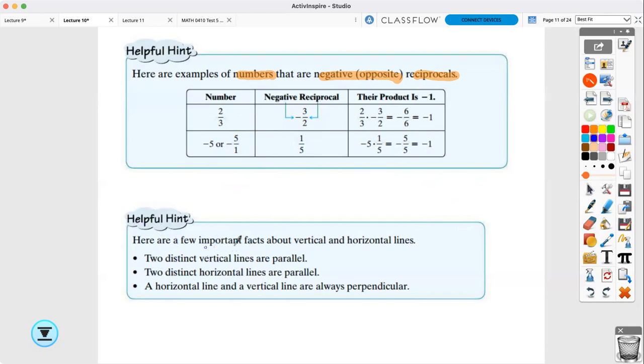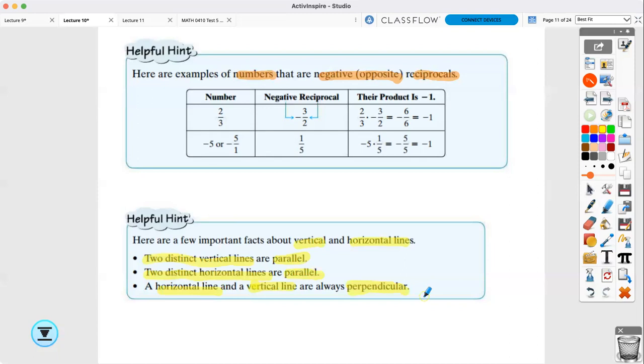Now, here's some more important facts about vertical and horizontal lines. The first one is two vertical lines; distinct means they're different. Two distinct vertical lines are going to be parallel. Two distinct horizontal lines are parallel. And then a horizontal line and a vertical line are always going to be perpendicular. Horizontal with vertical. That's simple as that. So we're going to use this information in this slide to help apply into some other examples.